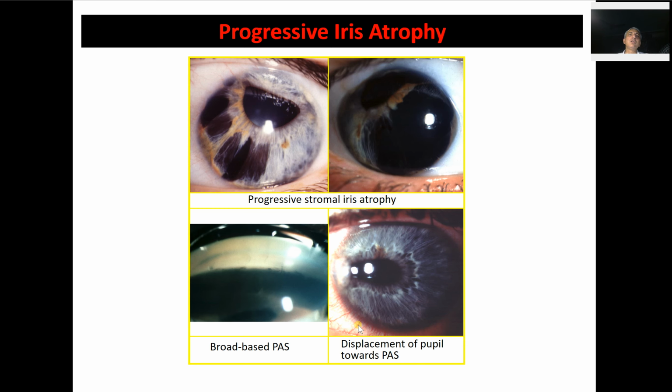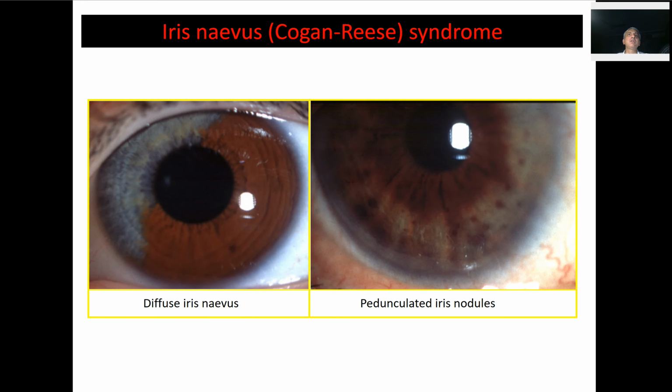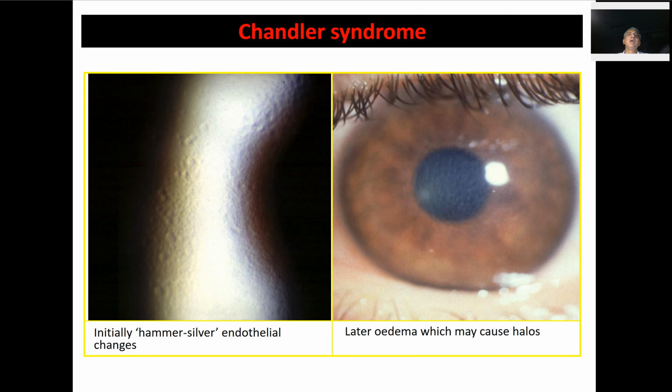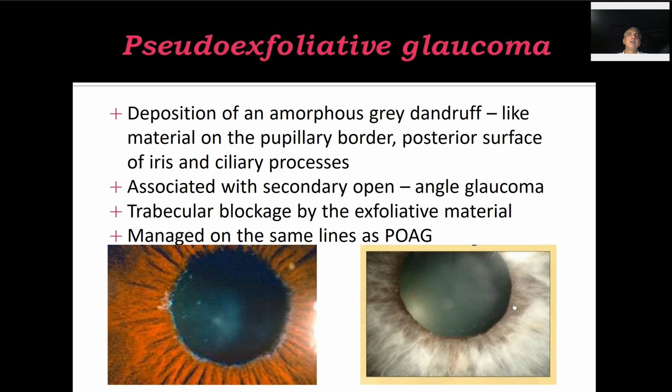So it is a type of angle closure glaucoma. Displacement of the pupil towards the PAS is seen. This is diffuse iris nevus, or you can get peduncular iris nodules. And this is Chandler syndrome, where initially there are silver endothelial changes and later edema with halos. That is the rare entity which I just went through.